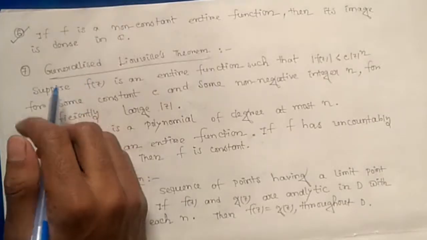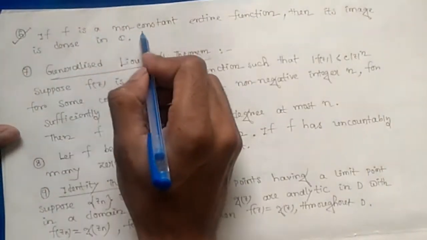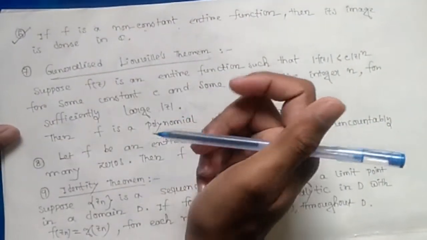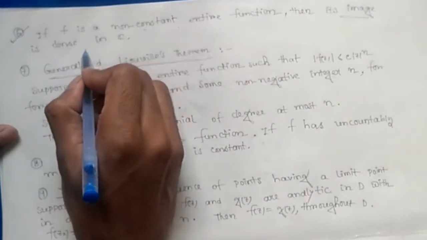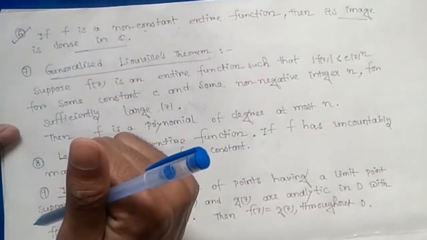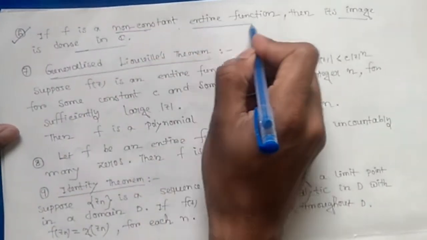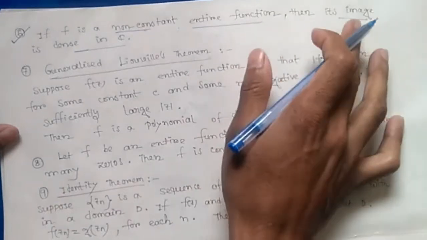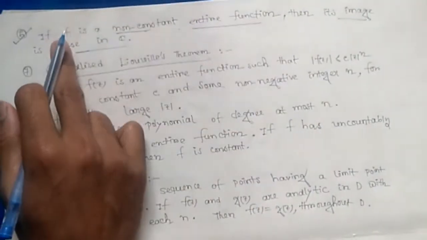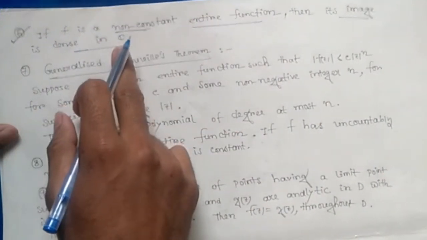Next, number 6. If f is a non-constant entire function, then its image is dense in C. For a non-constant entire function, the image of the function is dense in C.